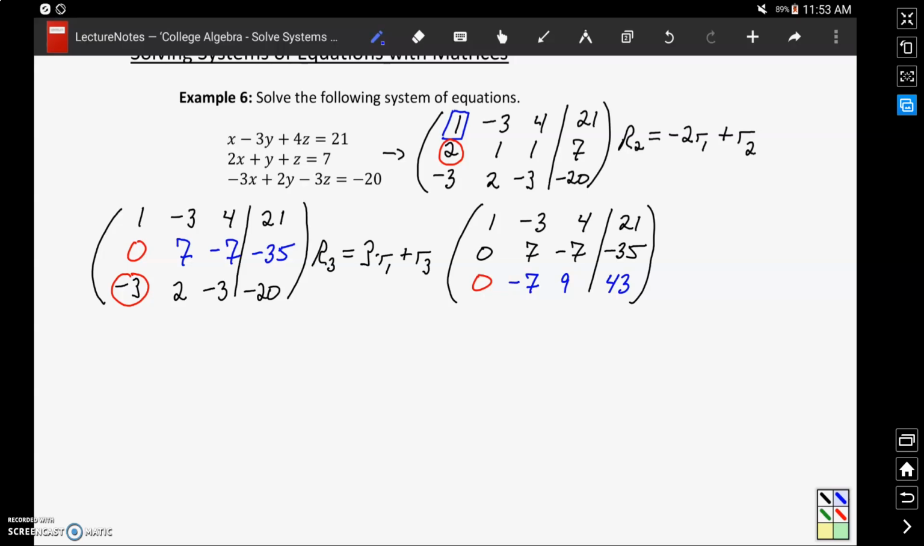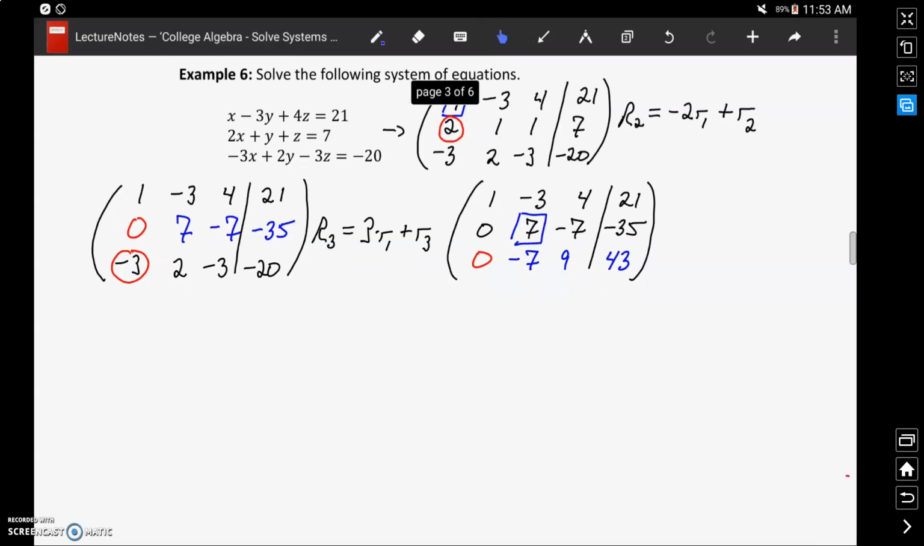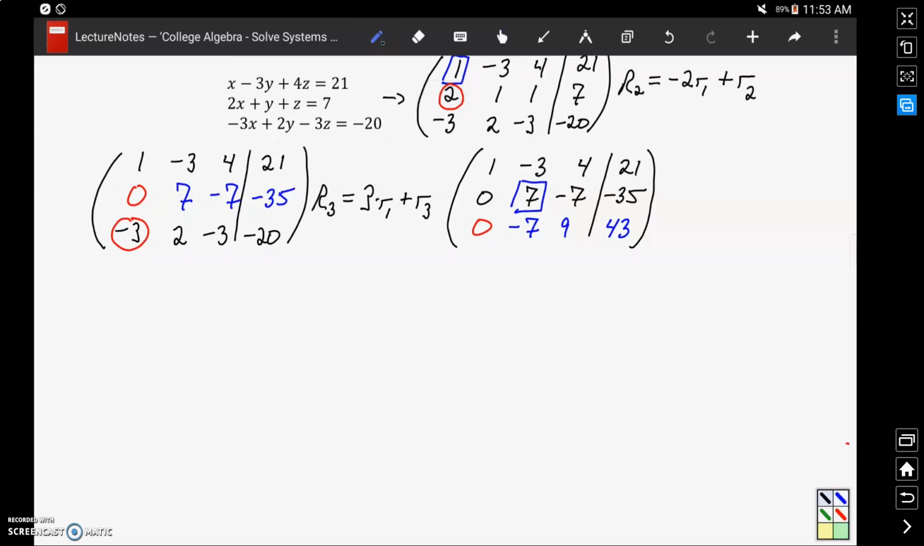Now what we want to do, since we have our first column taken care of, we have a 1 and everything below it is a 0, we want to look at row 2, column 2, and how to turn that value into a 1. In this case, what we'll do is update row 2 by taking 1/7 times all of our values in row 2.